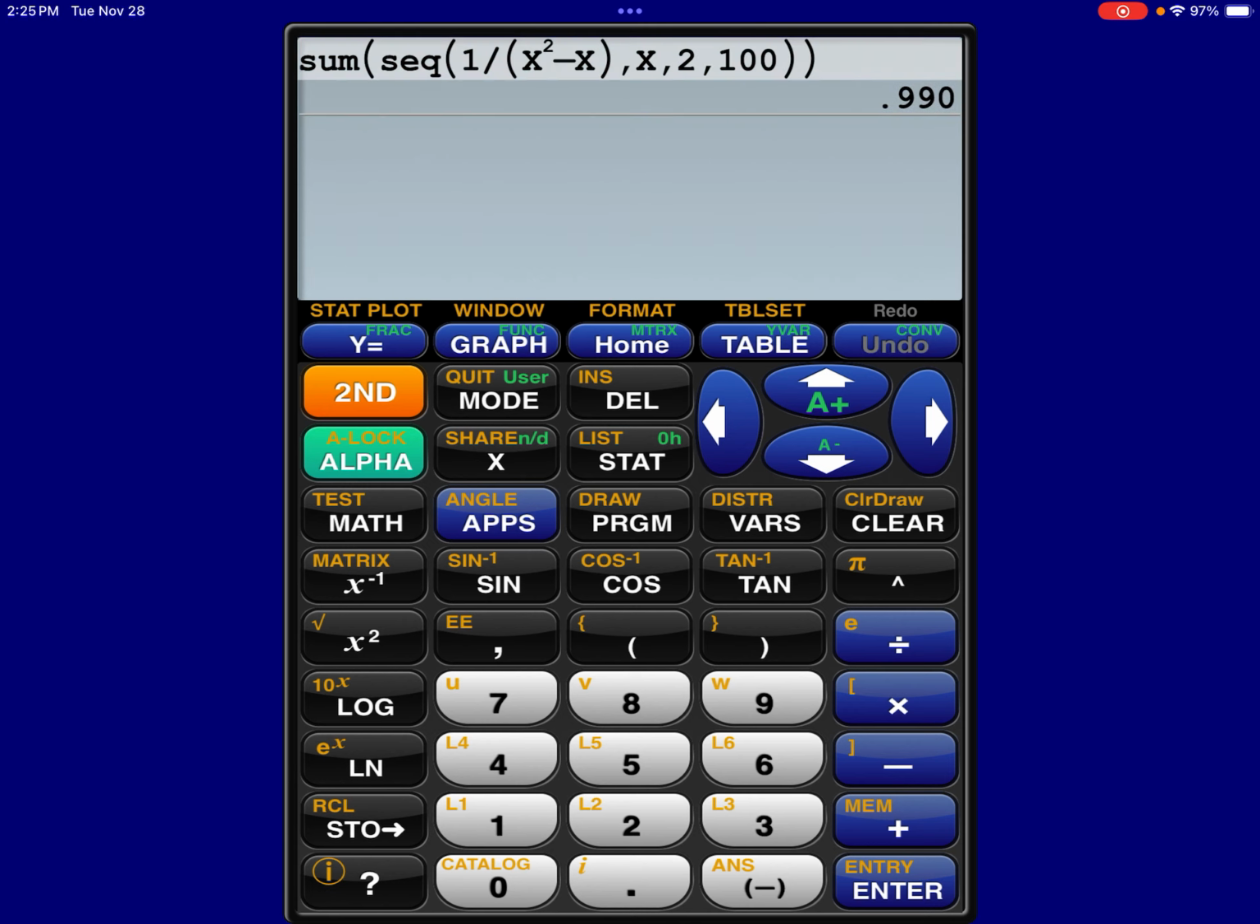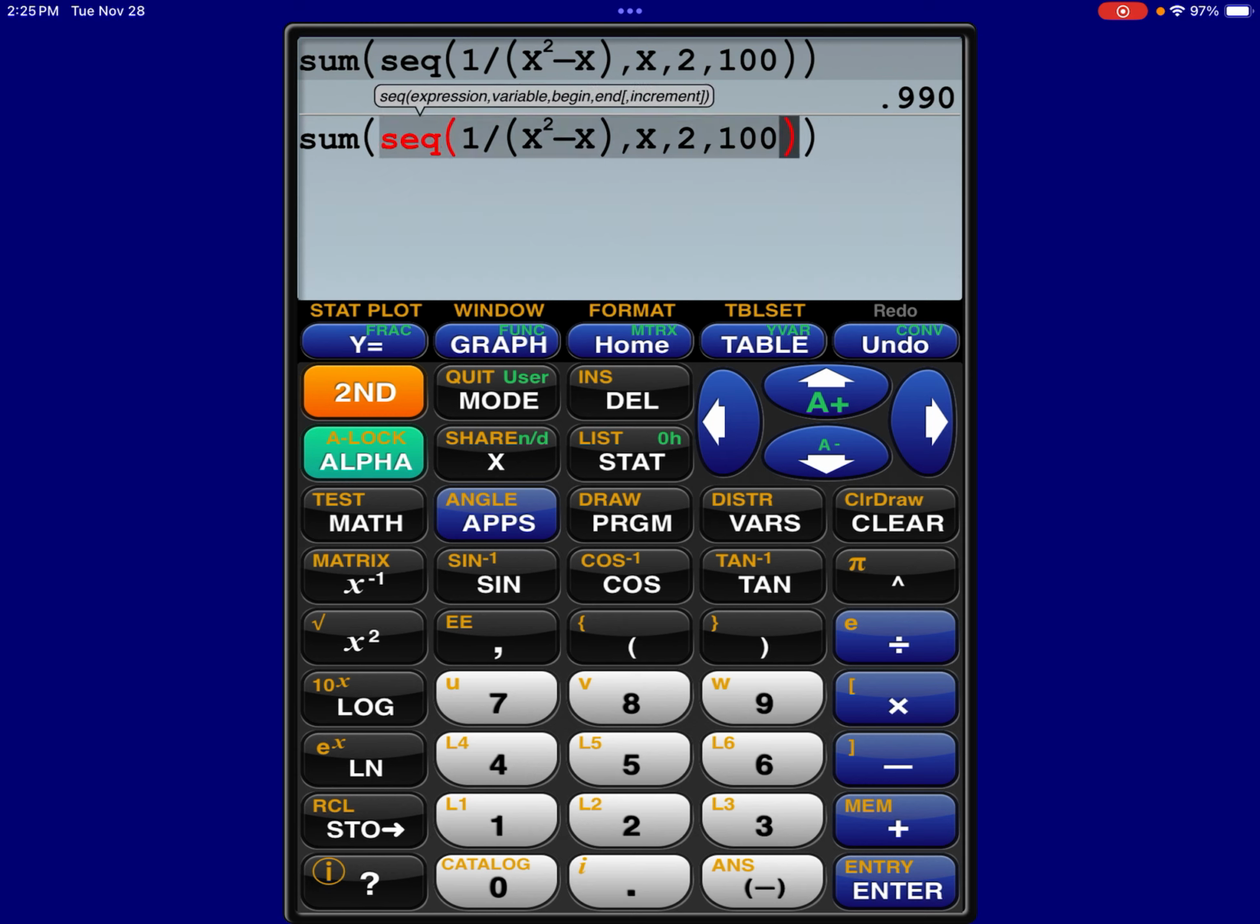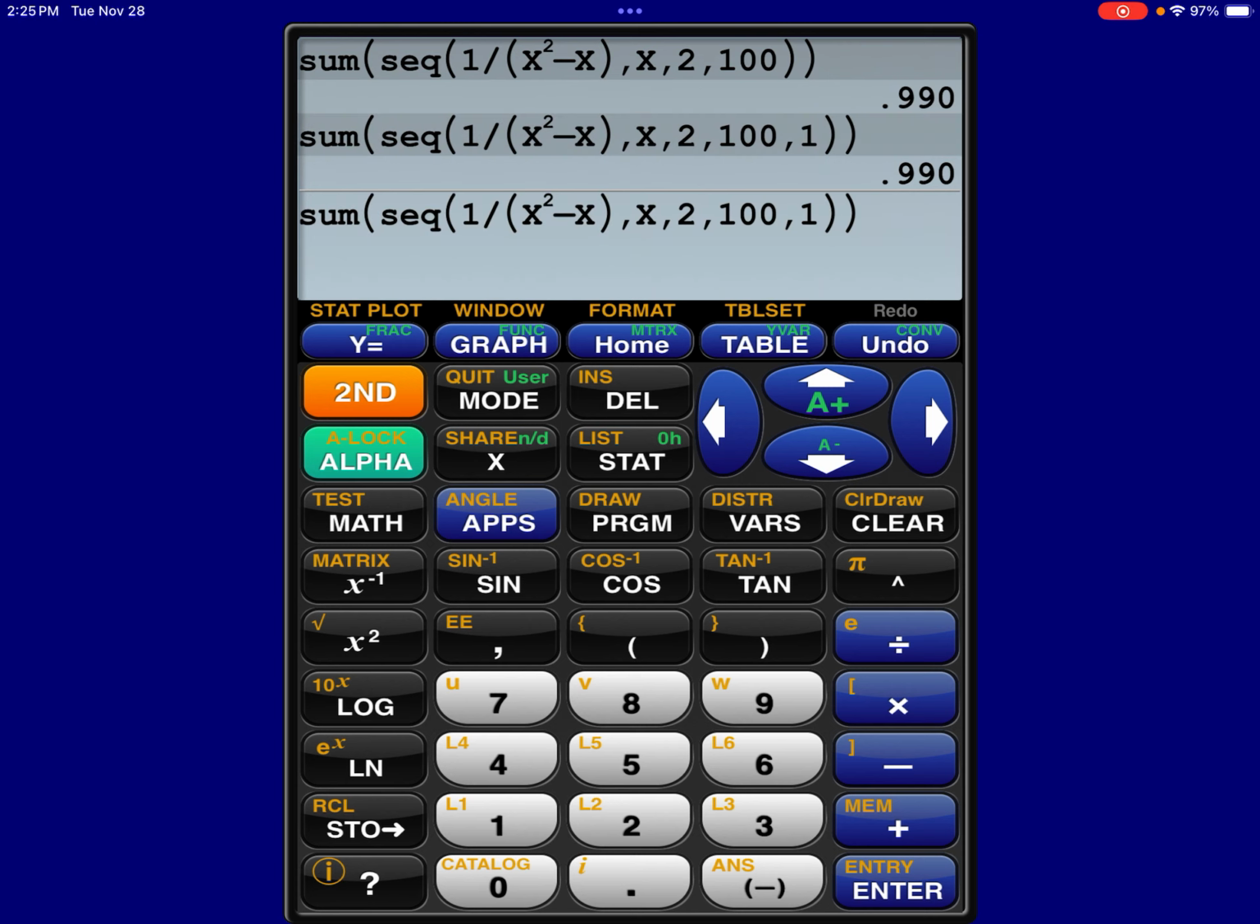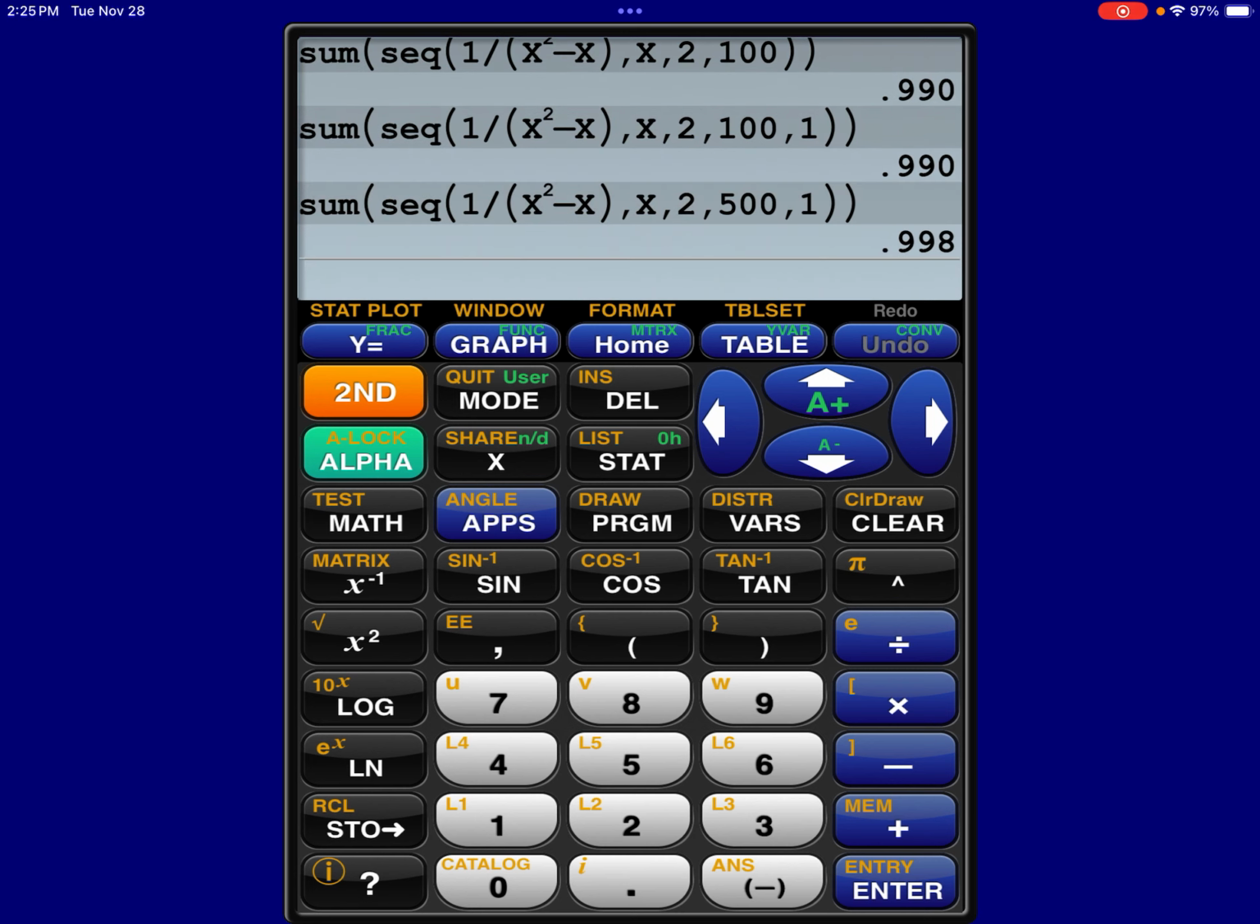So right there, I skipped a step. The last part is you can tell it that the increment is 1. But if you leave off that last 1 right there, then the calculator will assume that you mean 1. And so it gives us 0.99. All right, then what if we use more of these and you have it add up, let's say up to 500. So now I get 0.998, and my brain is starting to tell me maybe the answer is 1.